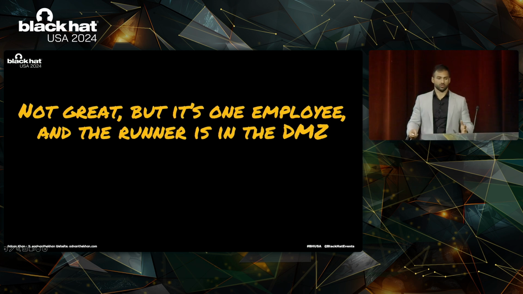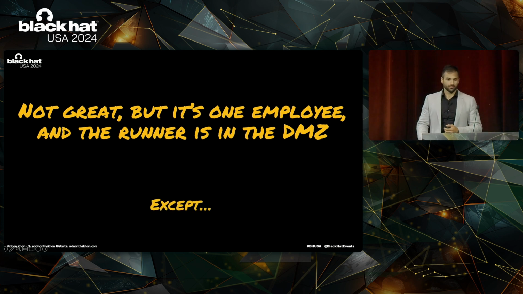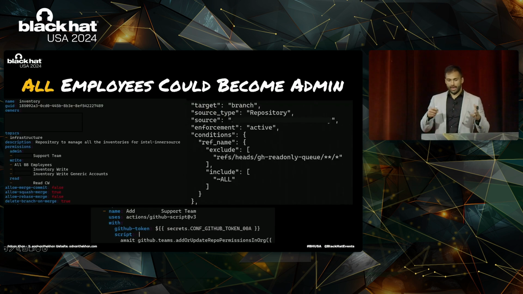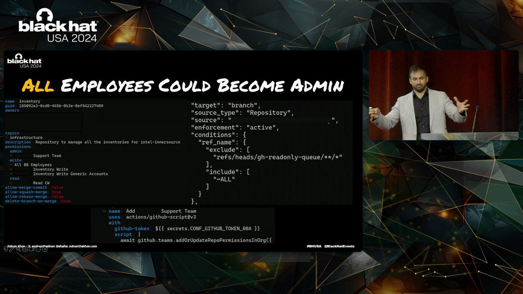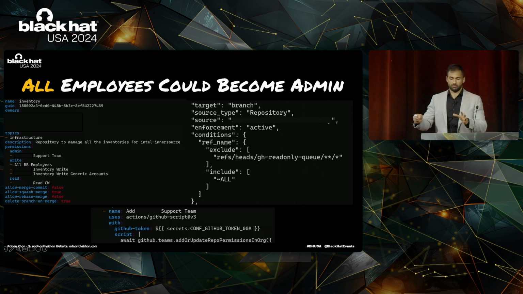All right, all of this isn't great, but it's one employee and the runners and the DMZ. Shouldn't be a lot more to this, right? Well, there was an internal misconfiguration within a repository called inventory, which was used for a couple things in CI/CD infrastructure automation and just automating DevOps processes. So don't want to go into it too much. But the key thing here was that every Intel Blue Badge employee had write access to this repository.